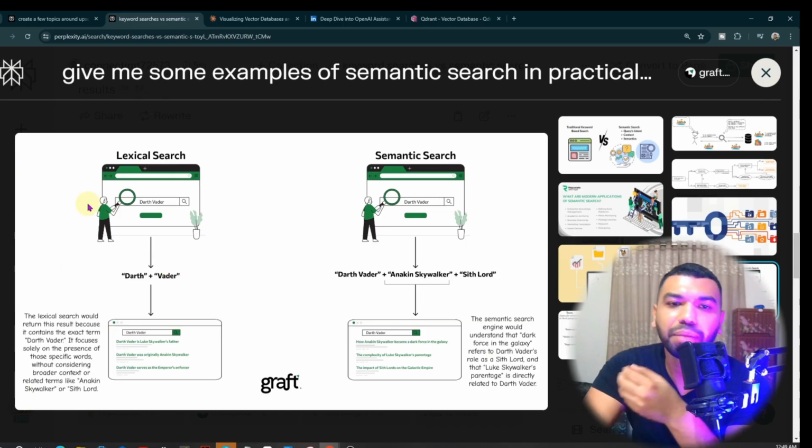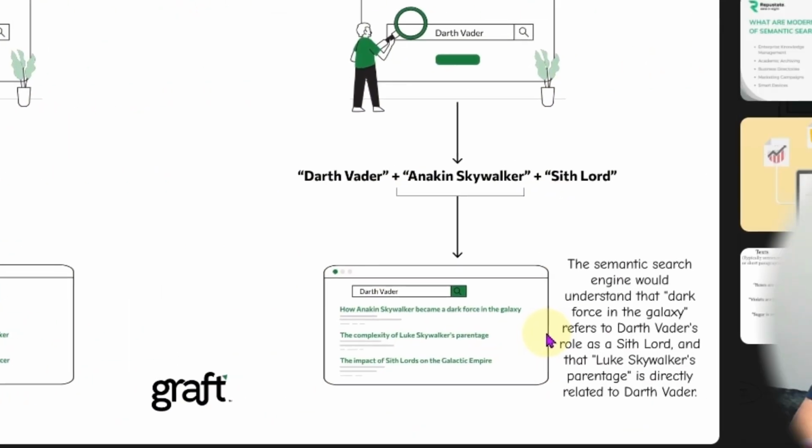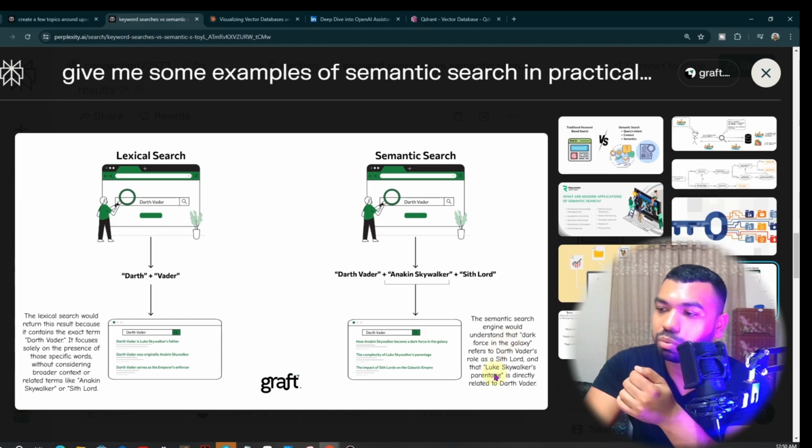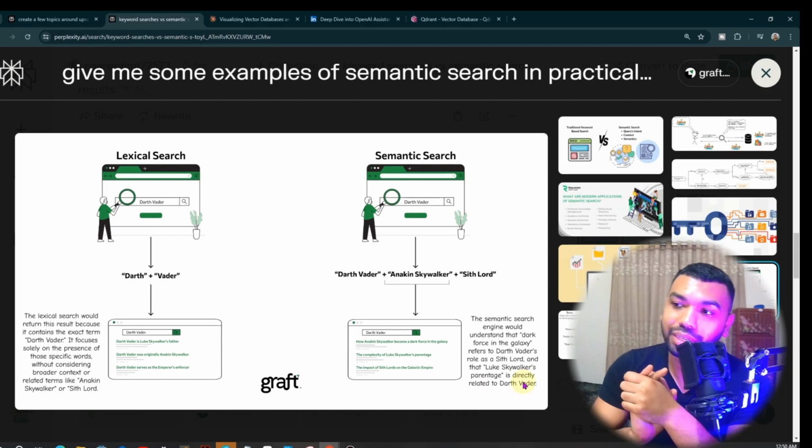For example, if you're using just a keyword search or a lexical search, it would return the results because it contains the exact term Darth Vader. It focuses solely on the presence of those specific words. While if you're using a semantic search, it would understand that Dark Force in the galaxy refers to Darth Vader's role as the Sith Lord, and that Luke Skywalker's father is directly related to Darth Vader. These are all possible because of semantic search.